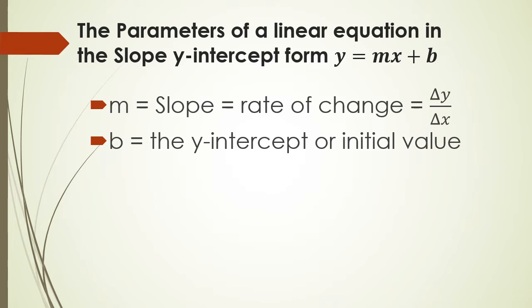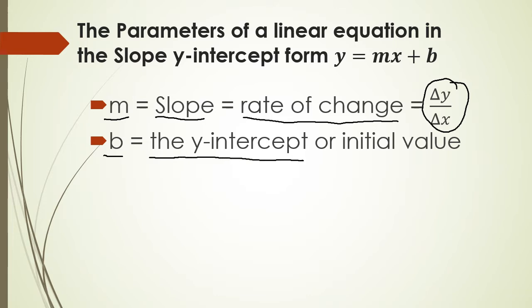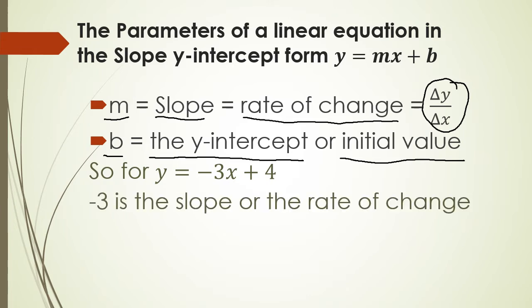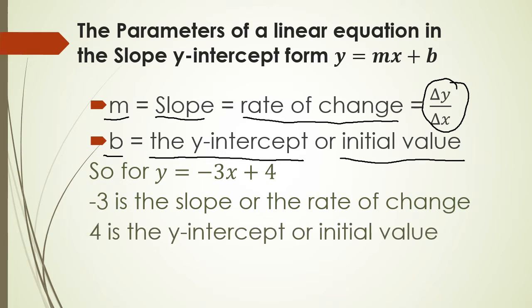So in this case, m is the same as the slope, is the same as the rate of change, and it's the same as the difference in y over the difference in x. And b in the slope-intercept form is the y-intercept, or it's also called the initial value. So for y equals negative 3x plus 4, negative 3 is the slope or the rate of change, and 4 is the y-intercept or initial value. And these two are the parameters of this linear equation.